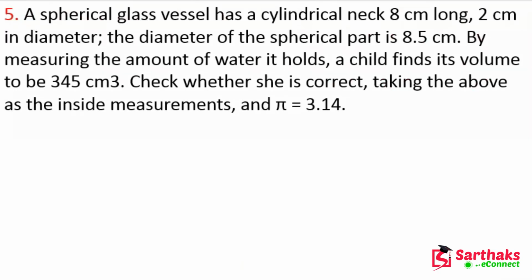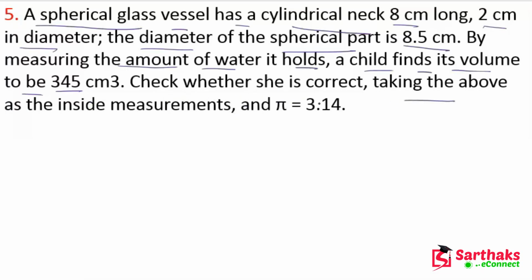The next question is: a spherical glass vessel has a cylindrical neck, 8 cm long and 2 cm in diameter. The diameter of the spherical part is 8.5 cm. By measuring the amount of water it holds, a child finds its volume to be 345 cm cube. We have to check whether she is correct or not, taking the above as the inside measurements, and we have to take the value of pi as 3.14.